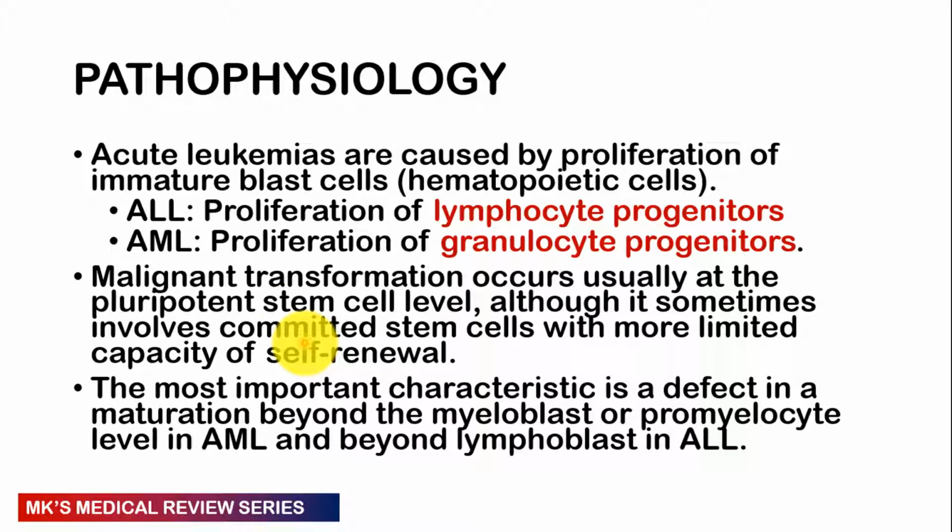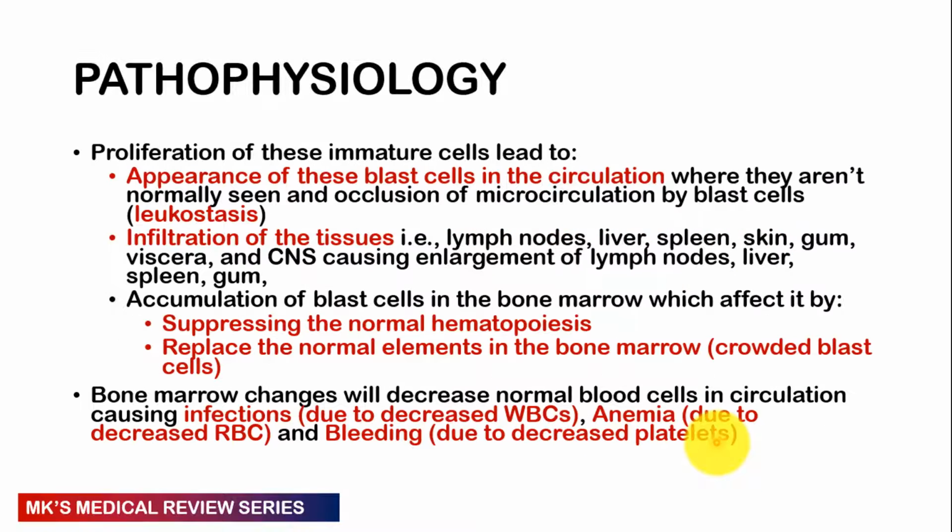And in most of the cases that we see, remember that the white blood cells go through certain stages of development, which may involve myeloblasts, promyelocytes, and even lymphoblasts. So if the defect is happening beyond the myeloblast or the promyelocyte, then that's going to be characteristic, resulting in acute myeloid leukemia. Then if it's beyond the lymphoblast, that's what we see in acute lymphoblastic leukemia.